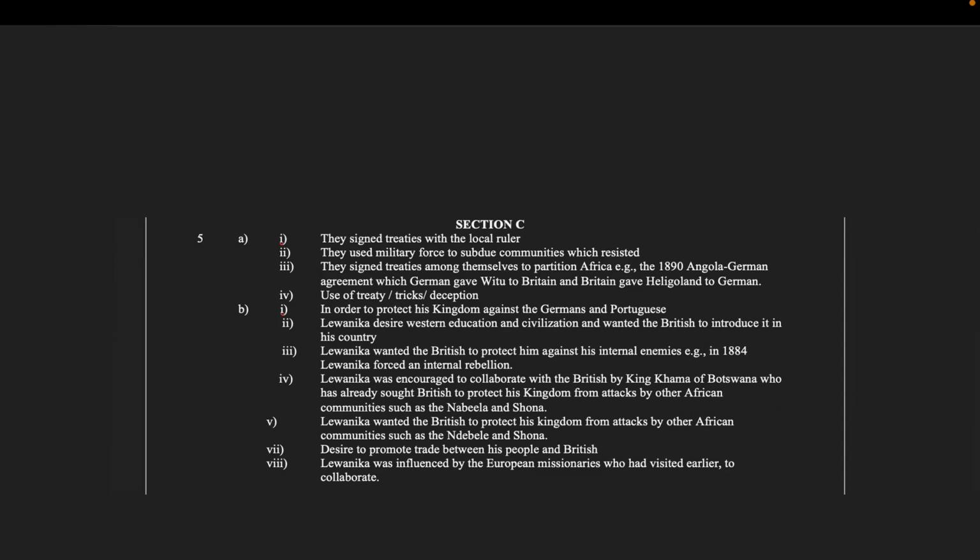Lewanika was encouraged to collaborate with the British by King Khama of Botswana, who had already sought British protection for his kingdom from attacks by other African communities. Lewanika wanted the British to protect his kingdom from attacks by other African communities such as the Ndebele and Shona. Desire to promote trade between his people and the British. Lewanika was influenced by the European missionaries who had visited earlier, to collaborate.